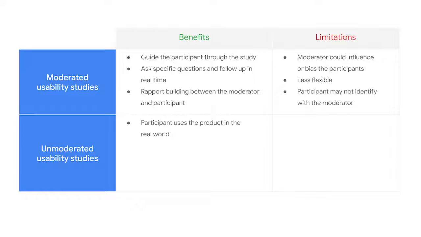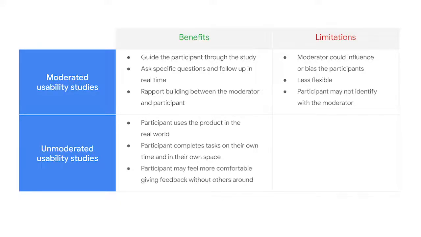In unmoderated usability studies, you give the participant a list of tasks to complete on their own. This helps you see how the participant would experience your product without a moderator guiding each step. Second, unmoderated usability studies allow participants to complete tasks on their own time and in their own space because there is no need for a moderator. This also makes it easier to schedule unmoderated studies. Third, depending on the subject matter, especially if it's sensitive, participants may feel more comfortable giving feedback without others around.